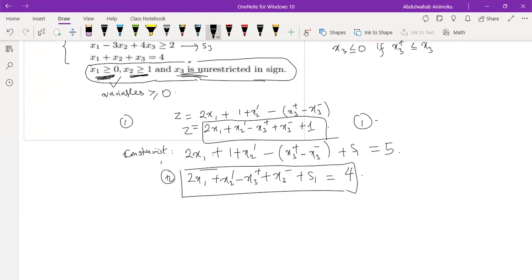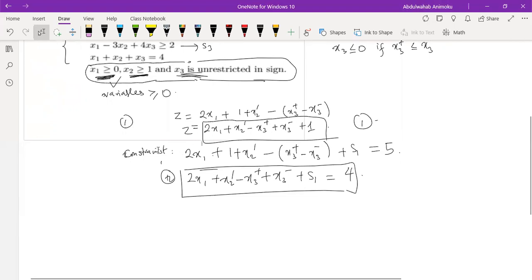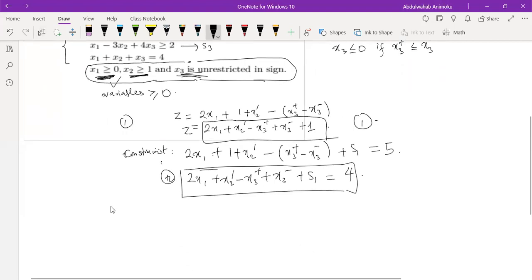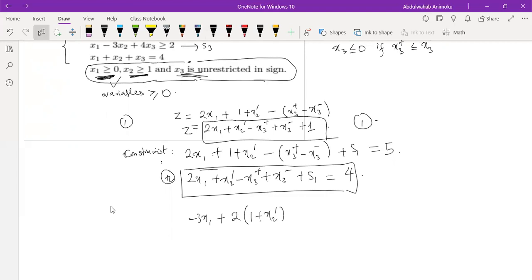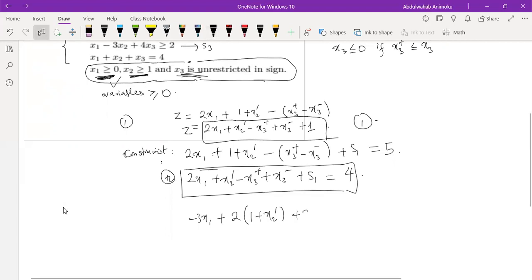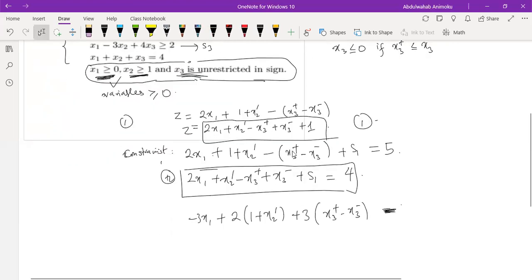So let's look at the third one. So the third one is what? Minus 3x1 plus 2x2. So minus 3x1 plus 2x2. So that's 1 plus x2 prime. What else? Plus 3x3. Plus 3x3, remember, is this. And this is equal to what I believe is greater than or equal to minus 3. So we have one slack variable on the other side. So that is minus s2 is equal to minus 3.